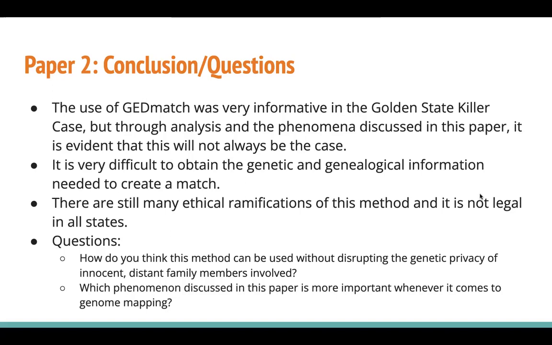And in terms of questions, how do you think this method can be used without disrupting the genetic privacy of innocent, distant family members involved? And which phenomenon discussed in the paper is more important whenever it comes to genome mapping?